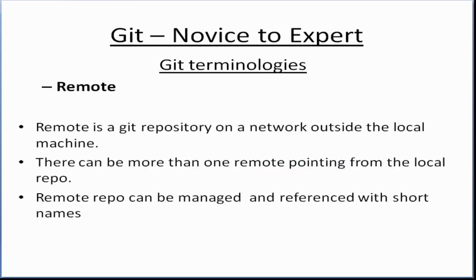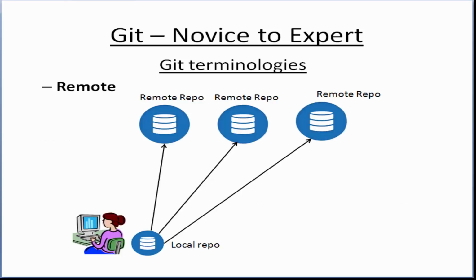Now that we have seen what a head is, we shall look at the remote. A remote is just another Git repository on the network outside the local machine. There can be more than one remote repository pointing from the local repo and this is very common when working on a project. It's difficult to manage remote repositories with the complete path, and hence we can refer to the remotes with a logical short name. We can even add, rename, and delete the remotes. The block diagram here shows the logical representation of a local repo having reference to more than one remote repository.